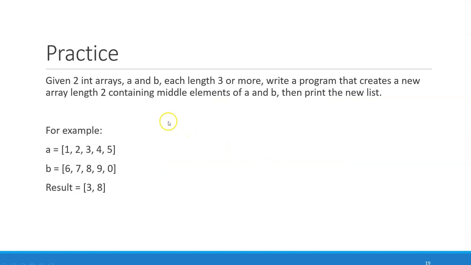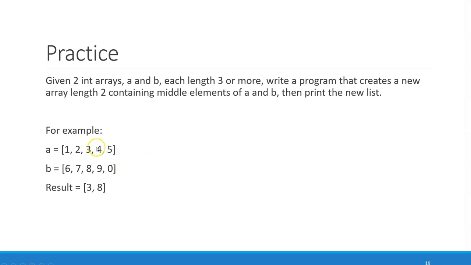Here's a practice over here. I'm going to pause the video for you, take a look at it, and then try to solve this practice. It tells you, given two integer arrays, A and B. So here's list A, and here's list B, each has length 3 or more. Write a program that creates a new array of length 2, containing the middle elements of A and B, then print the new list.